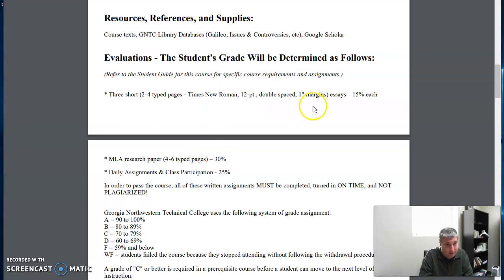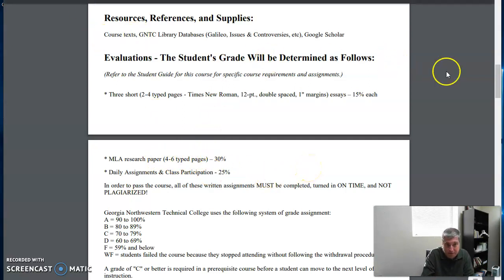This shows you the way the grades are broken down. We'll write three short essays. All the essays in this class should be Times New Roman, 12-point, double-spaced, 1-inch margins. Now, these first three essays are 2-4 typed pages, assuming they're double-spaced, 12-point Times New Roman. Three of those, 2-4 pages, and then your research paper is longer. It's 4-6 pages. These first three essays are 15% each of your final grade.